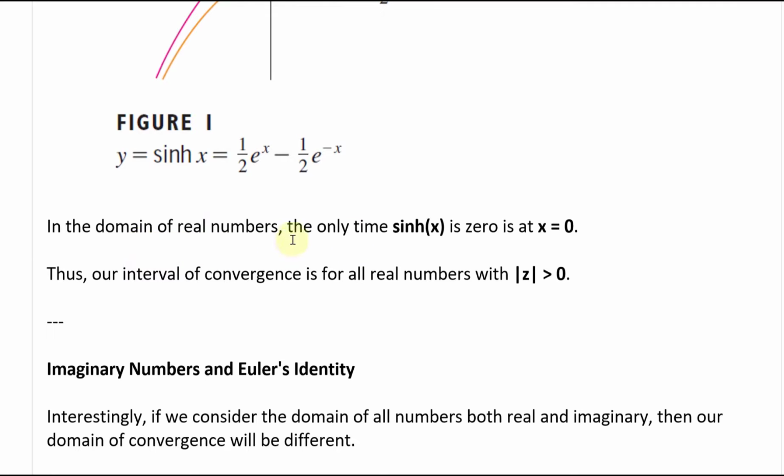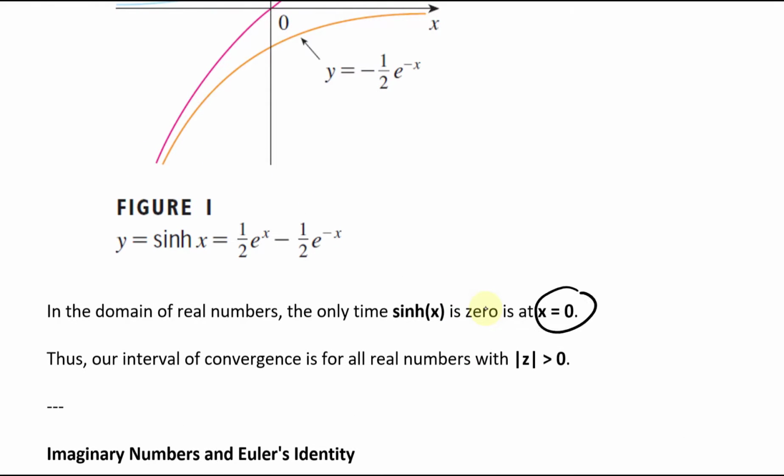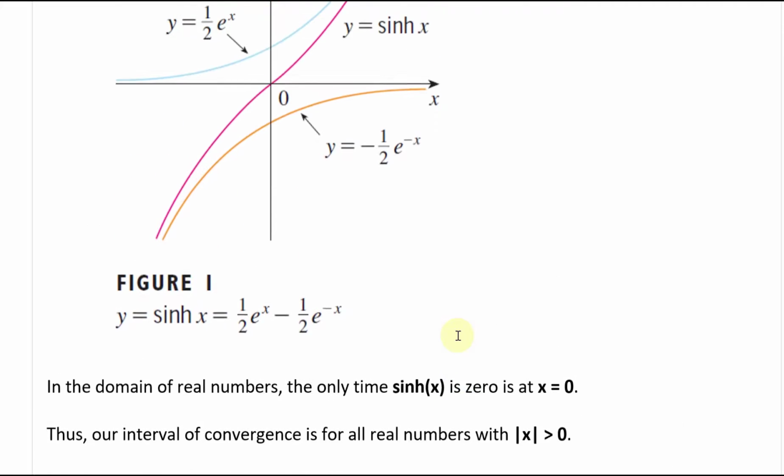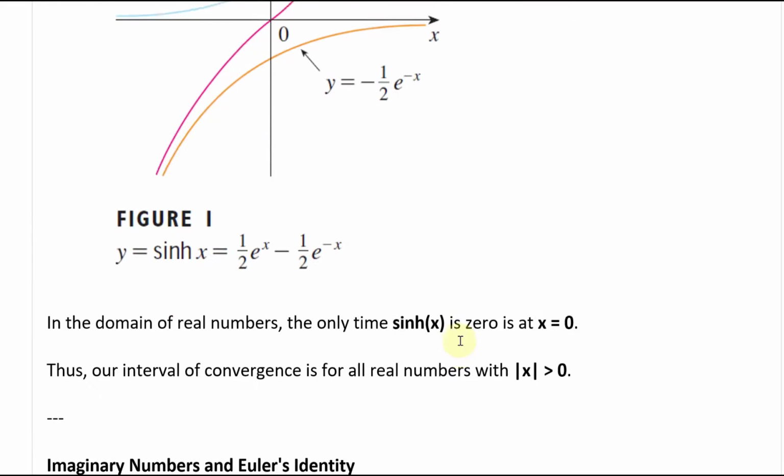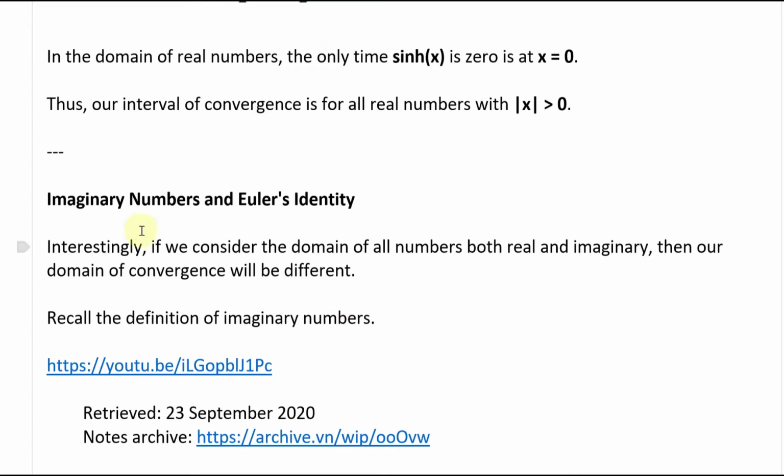So in the domain of real numbers, the only time sinh of x equals 0 is at x equal to 0. Thus our interval of convergence is all real numbers with absolute value of x greater than 0. So anyways, let's keep going further.